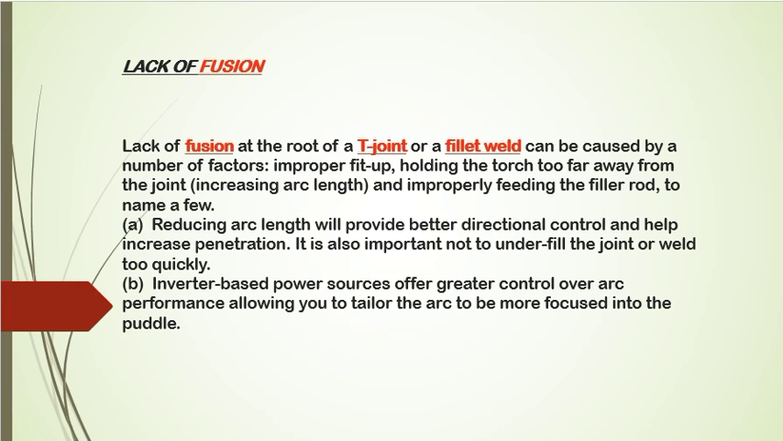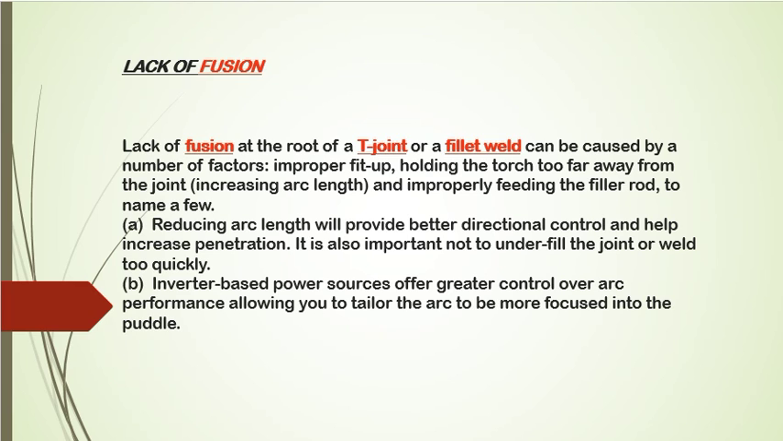Reducing arc length will provide better directional control and help increase penetration. It is also important not to underfill the joint or weld too quickly. If the arc length is reduced, you get better directional control and increased penetration. If penetration is achieved, then lack of fusion will not be created.